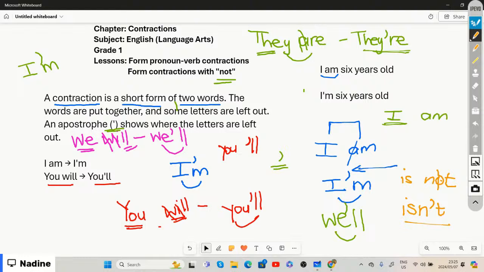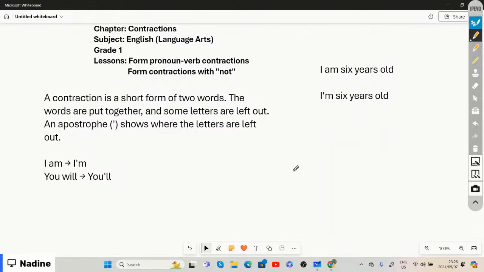So whenever we have a word with not that we need to shorten, we leave out the O, and we put the apostrophe in the place of the O. So remember, we need to basically put those two words together to make one word. And we put the apostrophe in the place of the letters that we leave out. And we call that contractions.